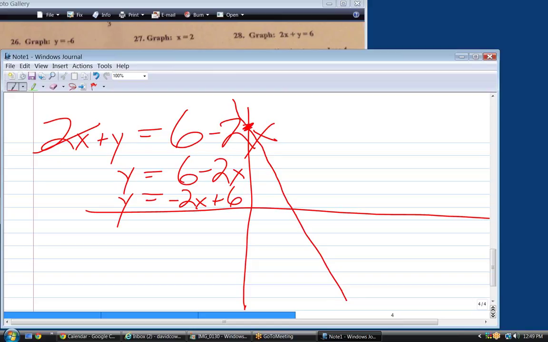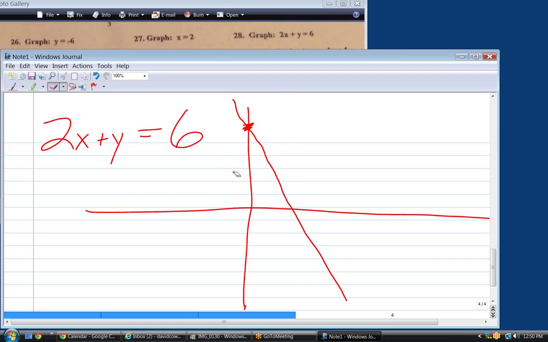Okay? Okay. That's one way to do this problem. Personally, I think there's an easier way, and let's talk about it. And the reason it's easier is you don't have to figure out slope.